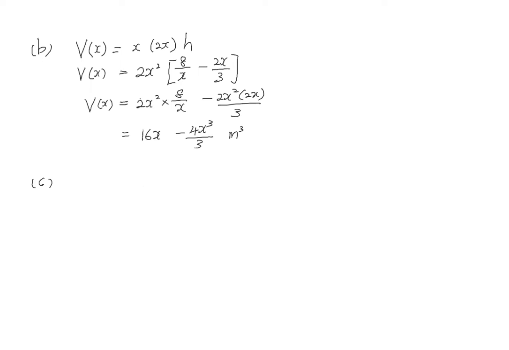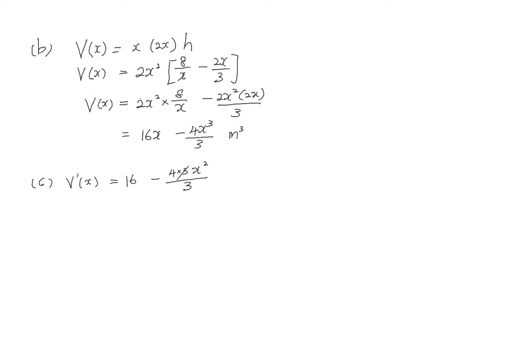Okay, what is your maximum volume? 64 over 3. Yeah, 64 over 3. Okay, so I'm going to work it out for you to see. So now what you need to do is find the rate of change of the volume. Why do we need to find the rate of change of volume? Because we know that at the stationary point, the rate of change of volume is 0. So the rate of change of volume is 16, take away, multiply by the power, take away 1.